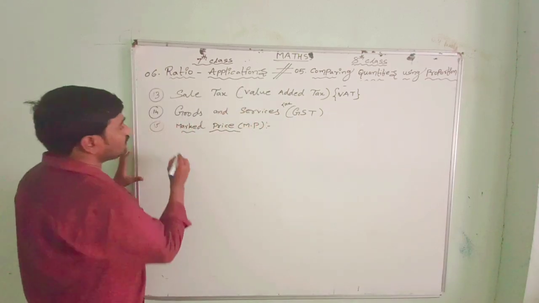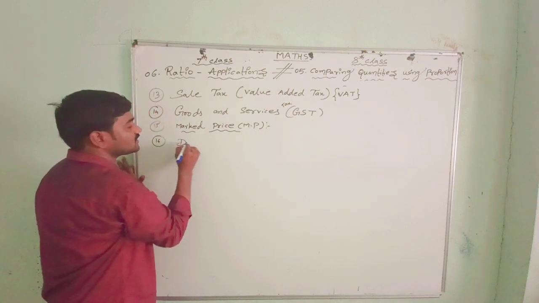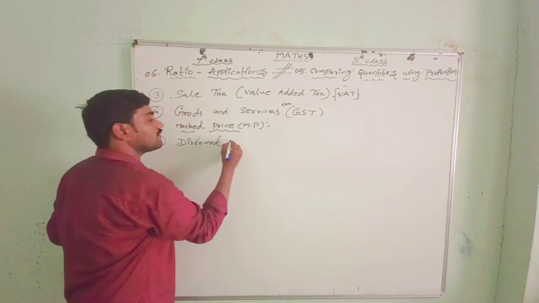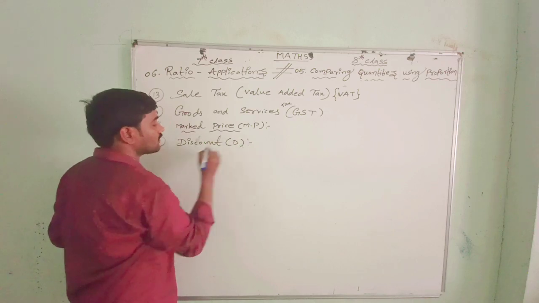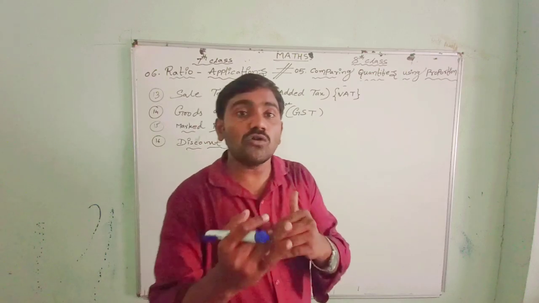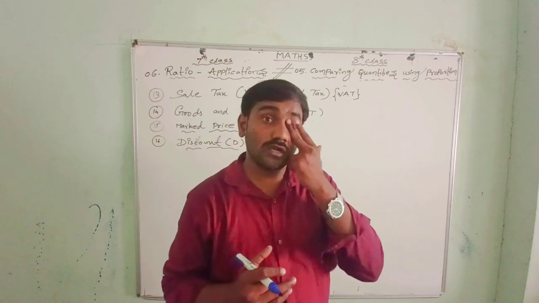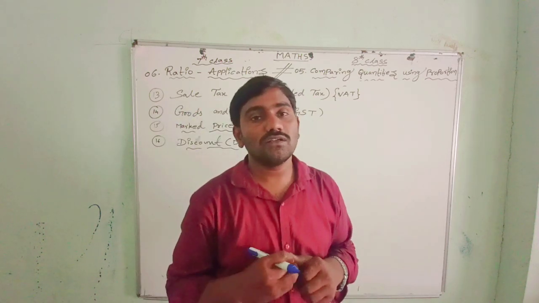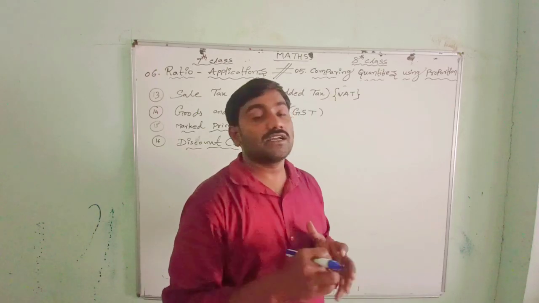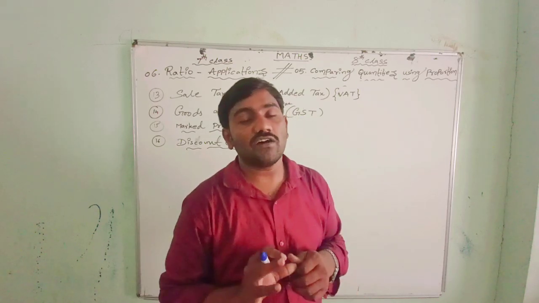Here the market price and selling price are both different. Now you have got a new word: what is discount? What is the meaning of discount? The reducing amount on the market price is called discount. Discount is a decreasing percentage of the selling price.